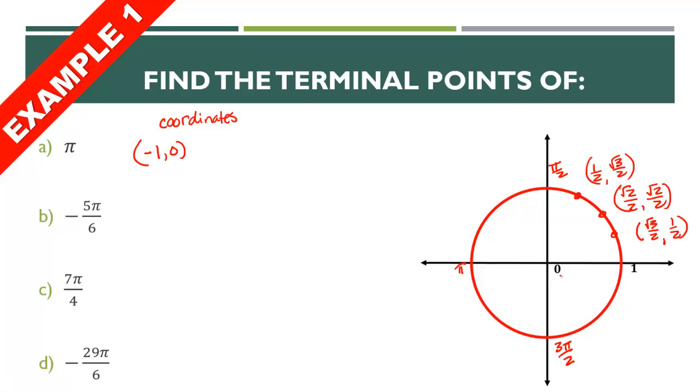Now, since it's less than pi, we know it's got to be somewhere on this side of it. Okay?